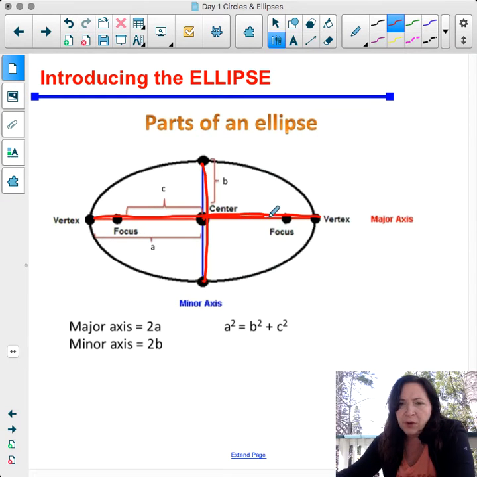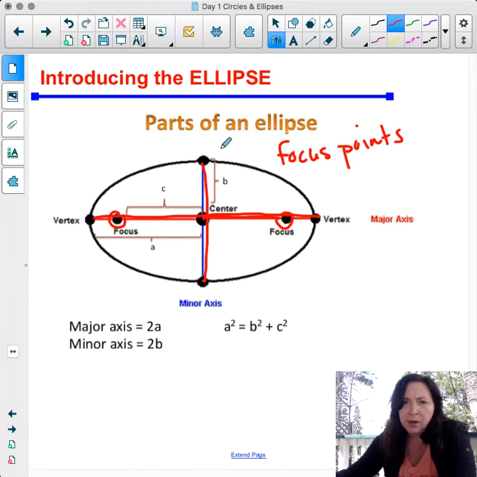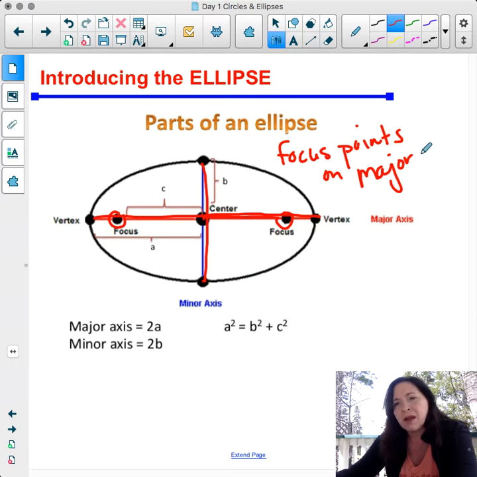We have a focus point. Now, this is something that we're going to talk about, but a focus point here and here, the focus points are always on the major axis. So that's of note to write down. The focus points for an ellipse are on the major axis, always. So not only do I have focus points, which we call C, this distance from here to here, we call C.